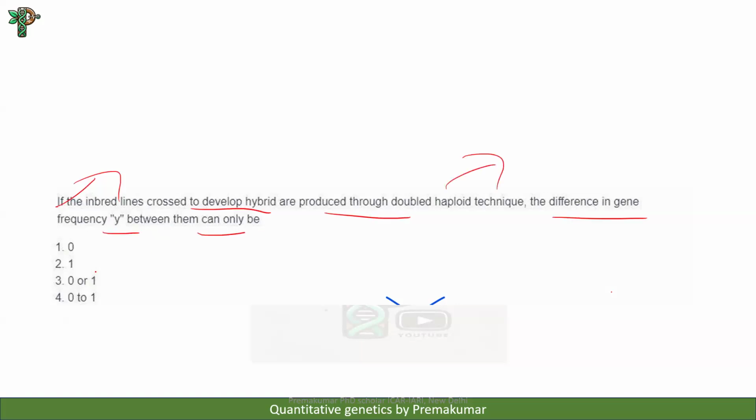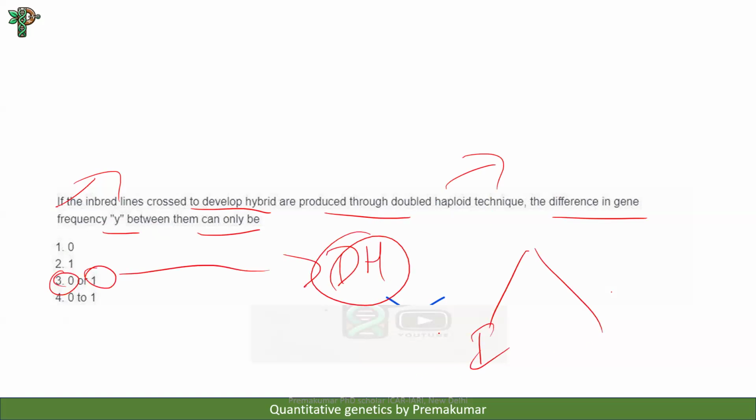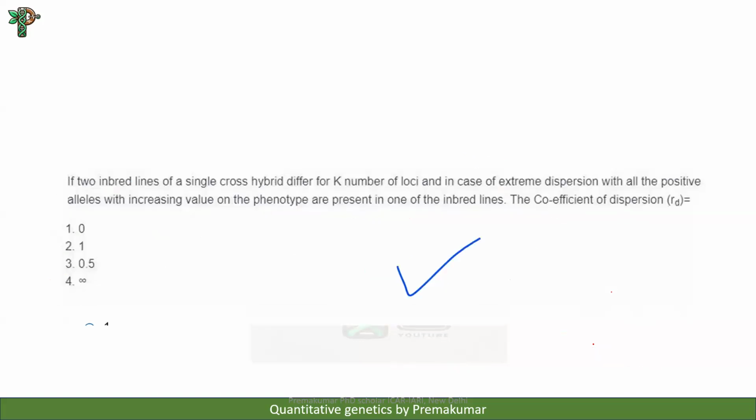Then, if an inbred is crossed to develop a hybrid produced through double haploid technique, the difference in the gene frequency is either 0 or 1. We have discussed double haploid techniques because it's a pure inbred. In one pair, one inbred will have 0 and the other inbred will have 1. This is clear.